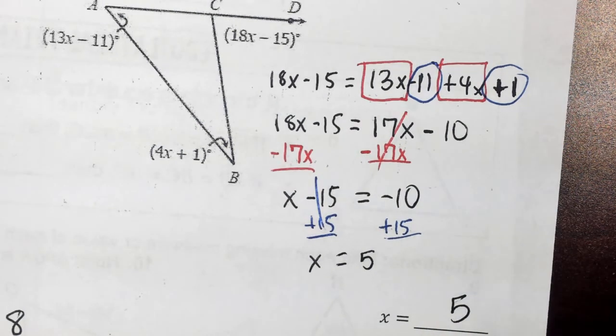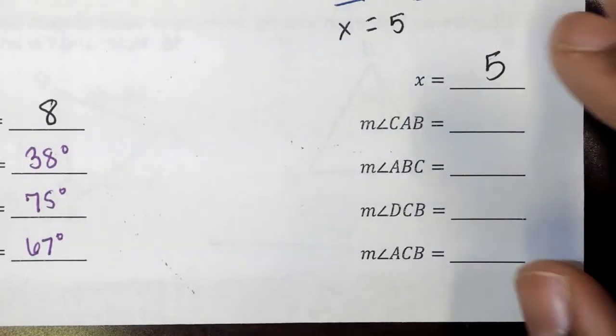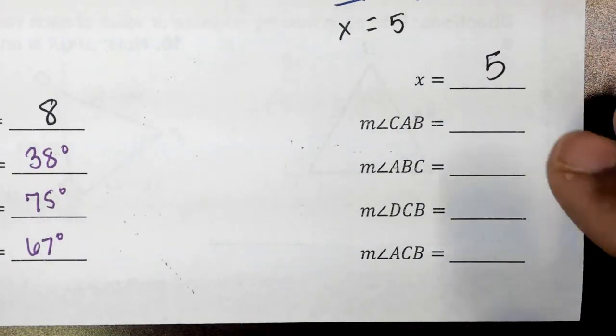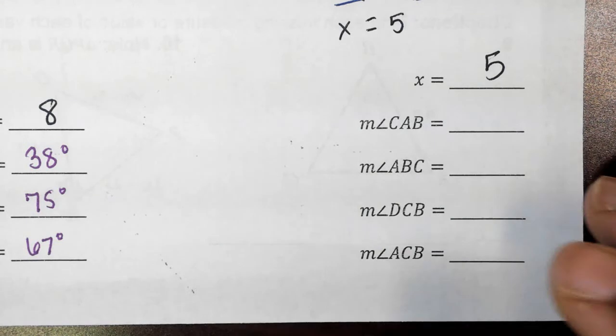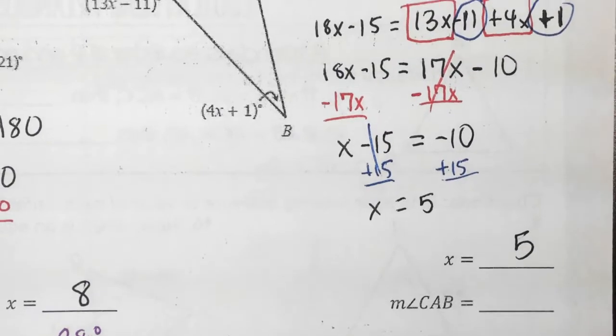Now we need to plug back in. We need to find our angles. This time, they made it a little harder for you, and that's what you need anyway. They said measure of angle CAB, measure of angle ABC, measure of angle DCB, measure of angle ACB. Good, but y'all should still know where all those angles are. Angle CAB, which expression is that?